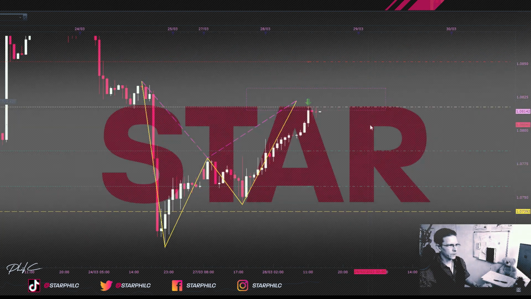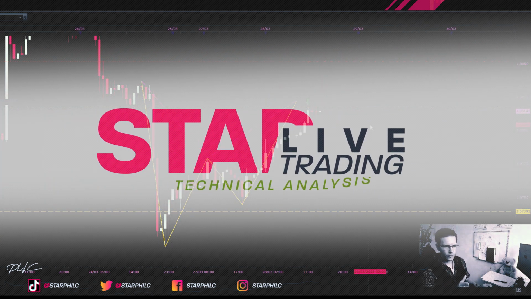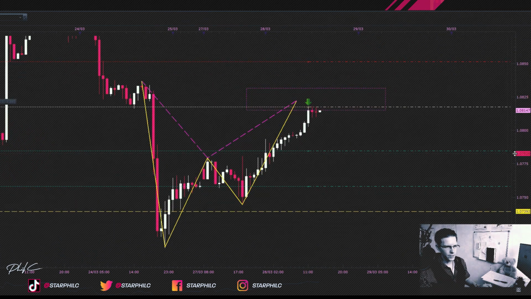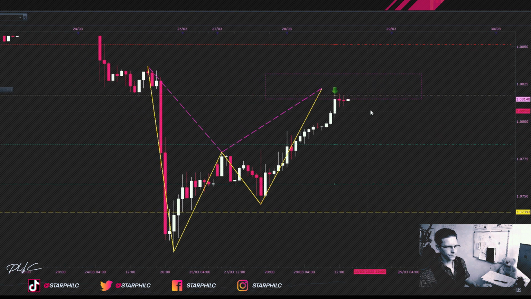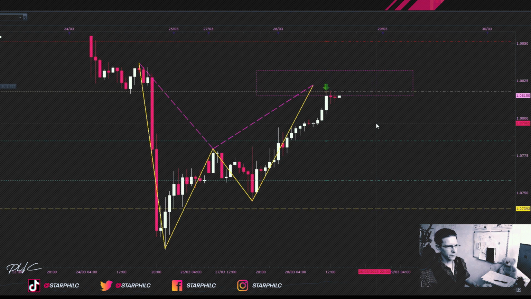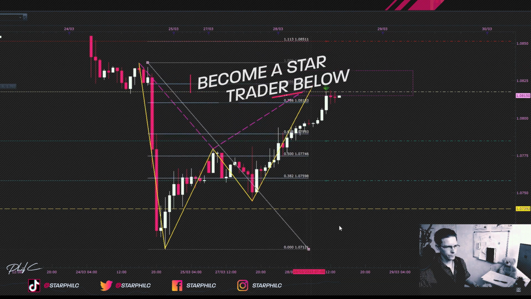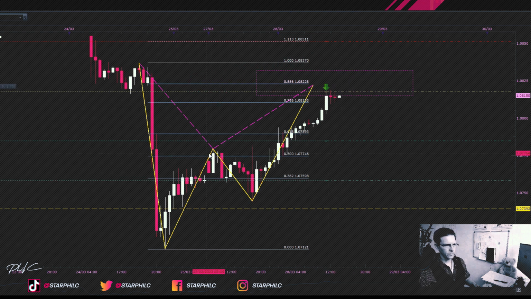Let's get into it. What I'm looking at here, first and foremost, is the Euro-Dollar 1 hour time frame. Now I've just sold the market here at the 886, so yes, we're looking at a bat pattern here. On the B point and C point we have 50%, 50% B point, 50% C point.